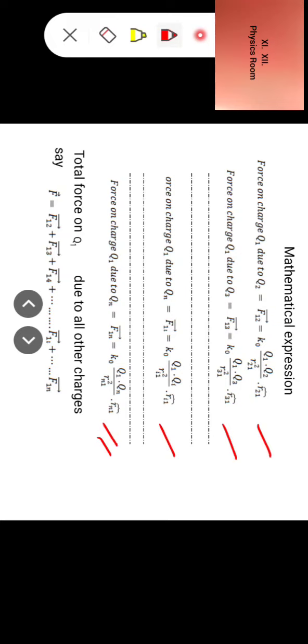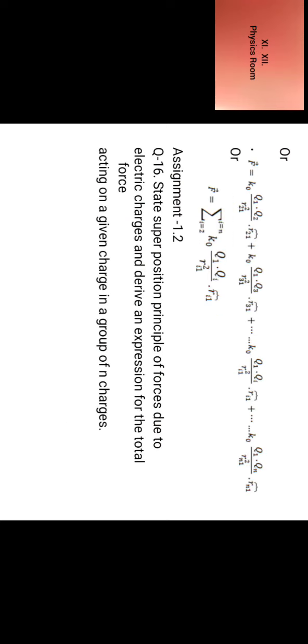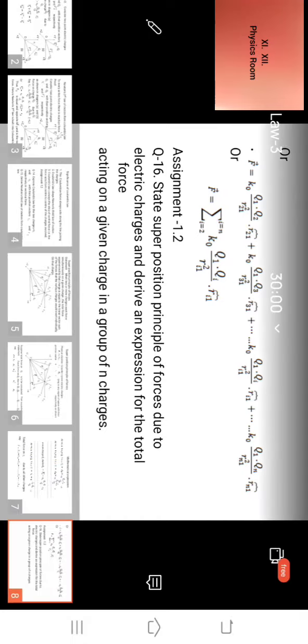Total force on Q1 due to all other charges would be say F equal to F12 plus F13 plus F14 plus so on F1i plus so on F1n. And now we add up all of them. Now on adding we get the linear vector sum. The vectorial expressions are there, so we add them. The addition will be giving us the linear vector sum. Now total force F.